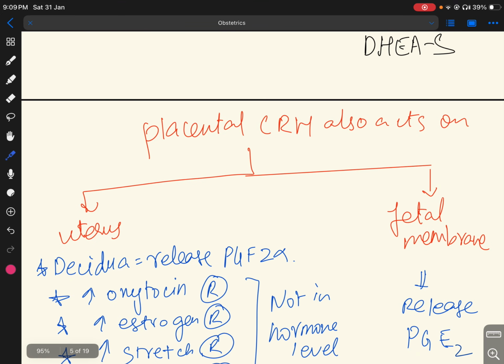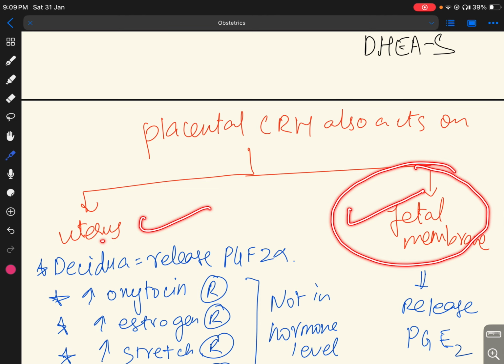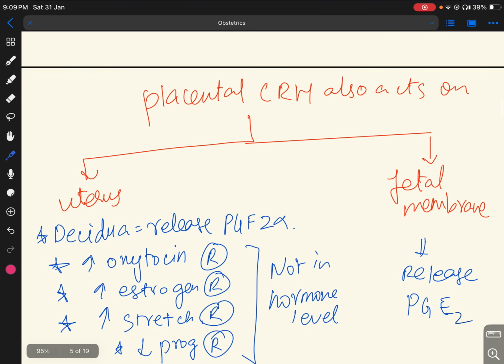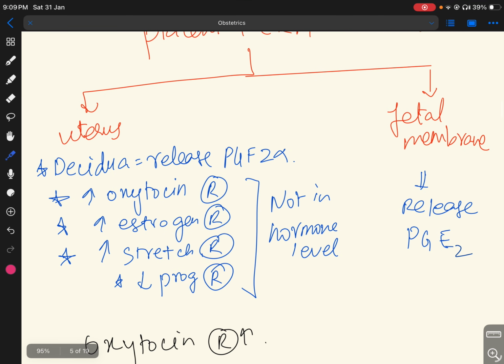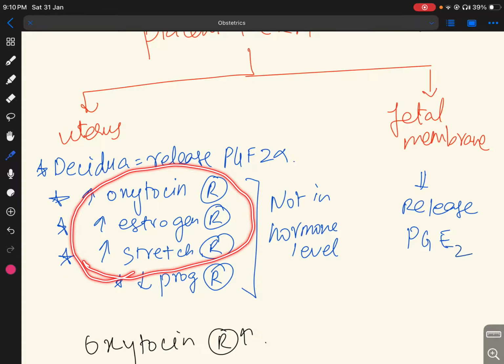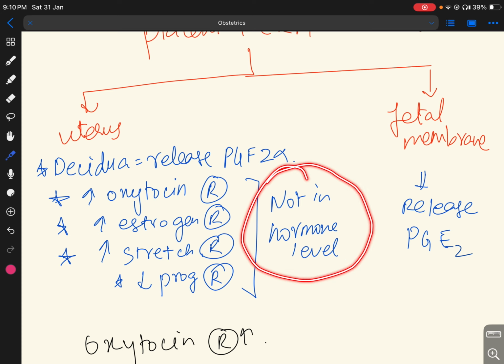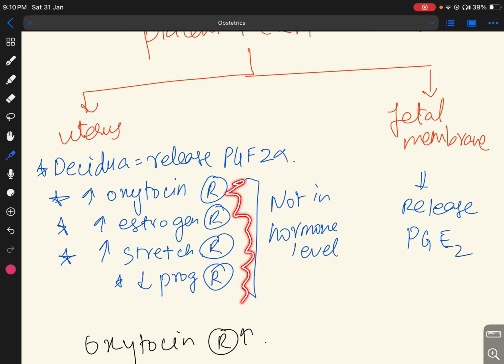The placental CRH also acts on the uterus as well as the fetal membrane. It acts on the fetal membrane to release prostaglandin E2. It acts on the uterus and stimulates the decidua to release PGF2 alpha. It upregulates oxytocin, estrogen, and stretch receptors, but it downregulates progesterone receptor. But you have to be very careful here. It doesn't increase or decrease the level of the hormones. It upregulates and downregulates the receptors.